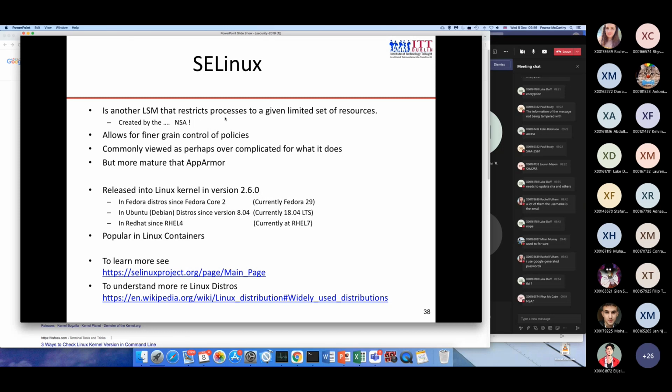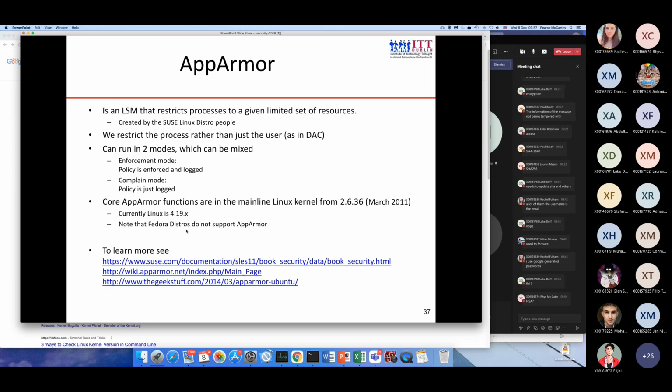But there's one main reason why SE Linux has an advantage over AppArmor. AppArmor is easier to use, but SE Linux has one major advantage. It's been around actually even longer than AppArmor, and it's popular in Linux containers. And here's the big advantage, right? It's available for Fedora, Ubuntu, and Red Hat is just Fedora anyway. Whereas this fella, unfortunately, is not supported by Fedora. All right, so AppArmor is not supported on Fedora.